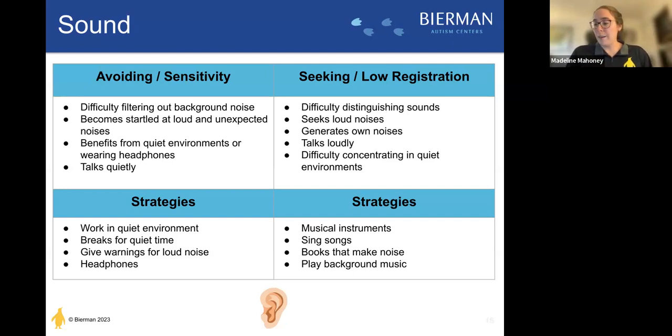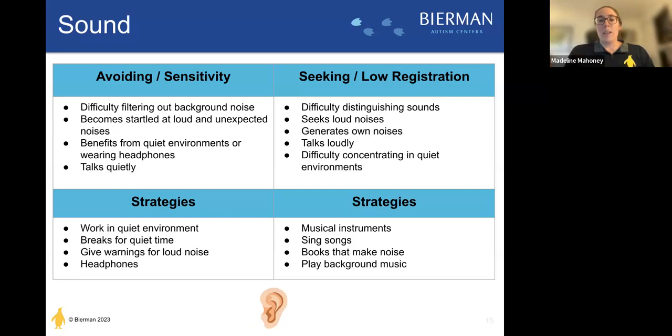So let's take a moment to just listen to what's happening in your environment. What do you hear? Do you hear your kids in the background? Maybe you're outside and you hear like birds or the lawnmower.